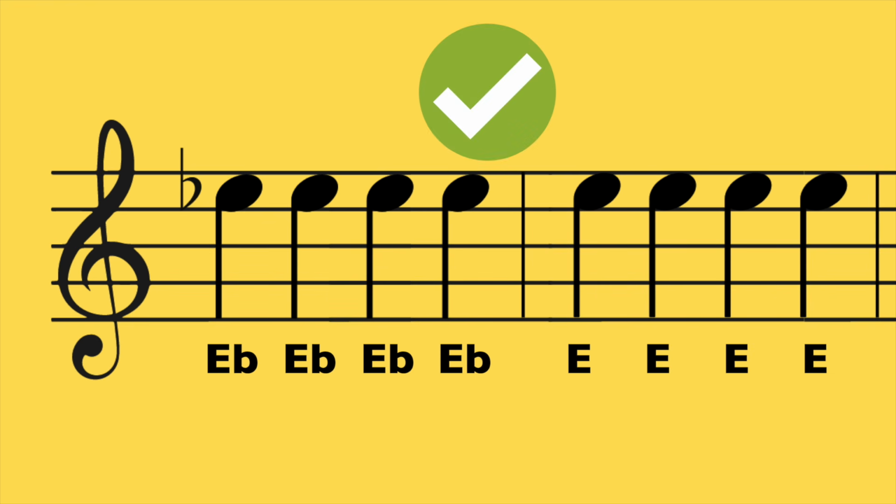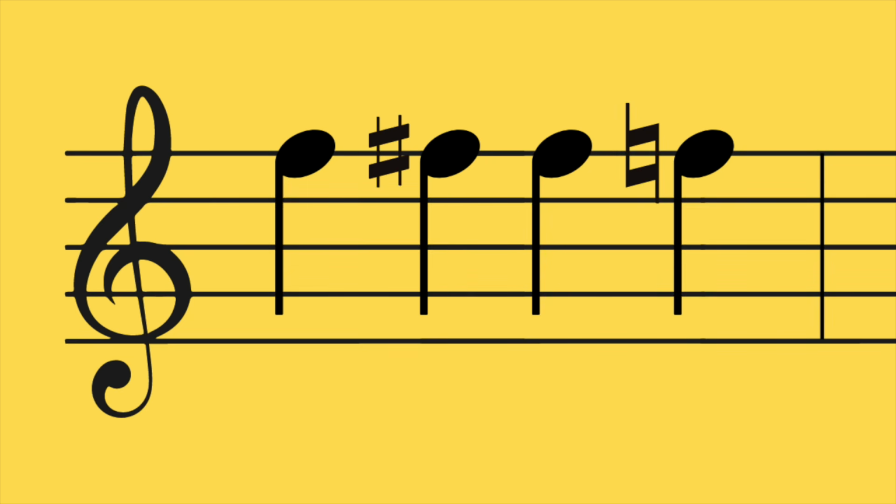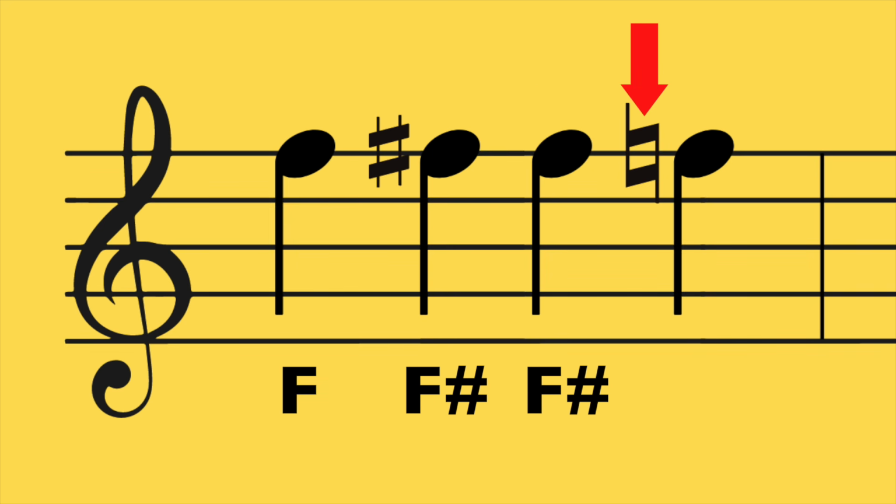This is why we need natural signs. Take this measure with 4 F's. This first F is a regular F, or natural F. This second F is F sharp because of the sharp sign. The third F is also F sharp because of the one measure rule. This natural sign now changes the F sharp back into F natural, or normal old F.